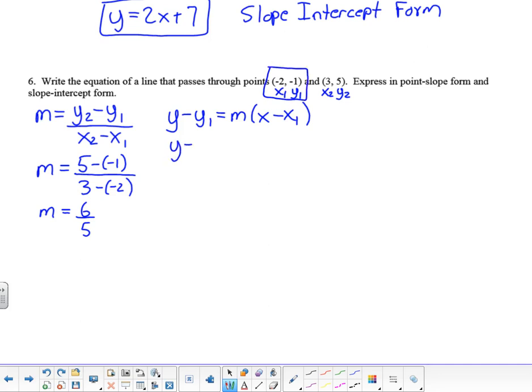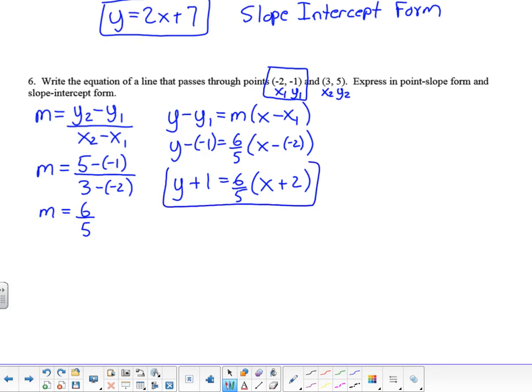So y minus negative 1 equals m, which we just found to be 6/5, times x minus negative 2. Again, if you wanted to plug the other point (3, 5) in, you could. It would give you the same answer. So the cleanup step, this will be y plus 1 equals 6/5 times the quantity of x plus 2. All right, so this is our answer in point slope.